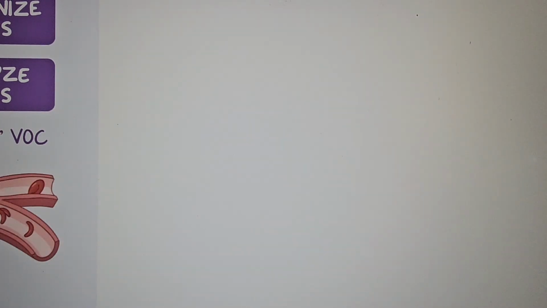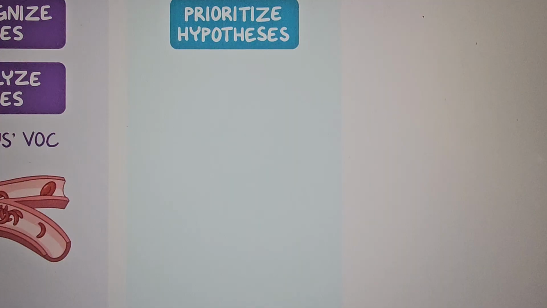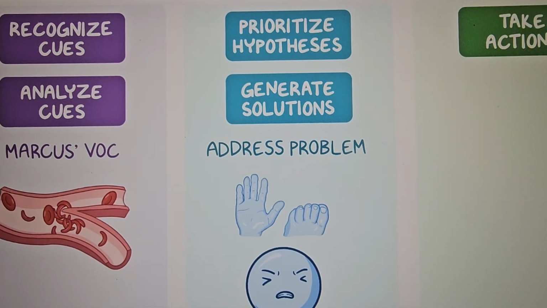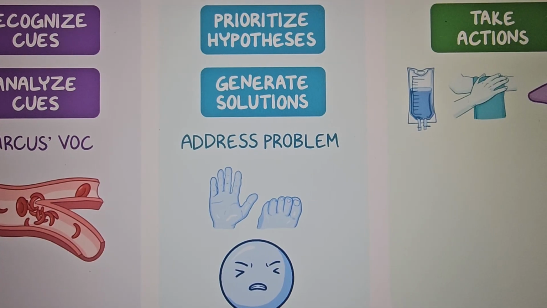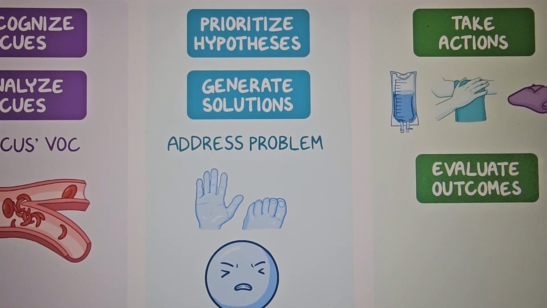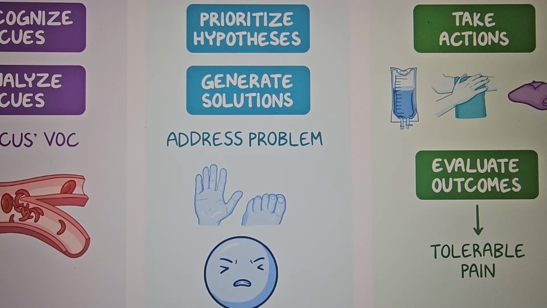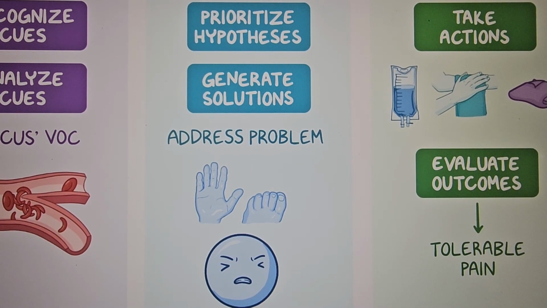Alright, as a quick recap, Nurse Maggie recognized and analyzed cues related to Marcus's VOC and prioritized hypotheses and generated solutions to address this problem. Nurse Maggie then implemented pharmacologic and non-pharmacologic measures to manage Marcus's pain and evaluated the outcomes and compared them to the expected outcome. Since Marcus's pain was tolerable following interventions, Nurse Maggie determined that the plan of care was successful.